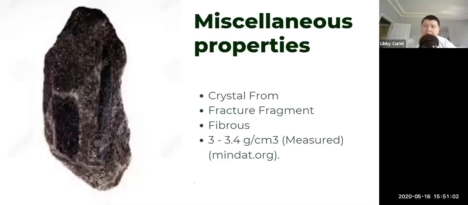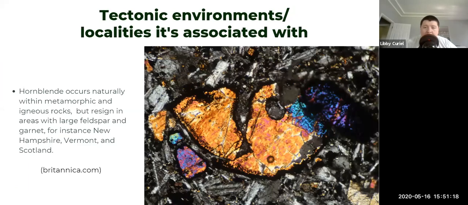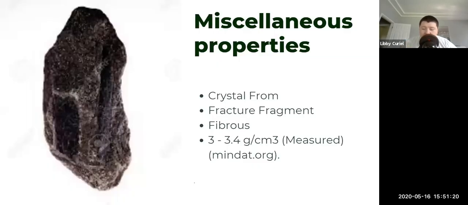Now for miscellaneous properties, of course, it is a crystal form, it's a fracture fragment, it is fibrous. Those were some things that I noticed along the way. Fibrous is, of course, the same thing as we talked about earlier, where it's little lines, of course, on the mineral. It is 3 to 3.4 g/cm3 as measured. Of course, that is the density of it. You can check out more at min.org.